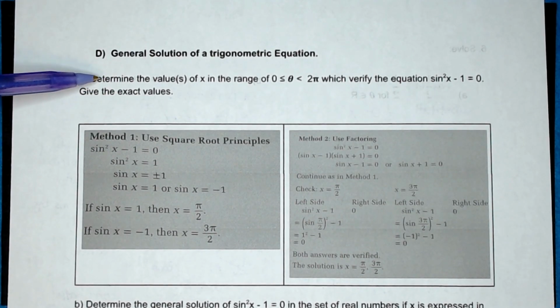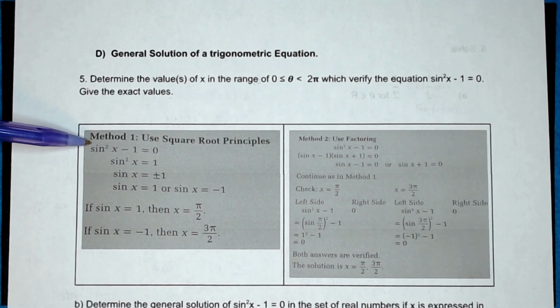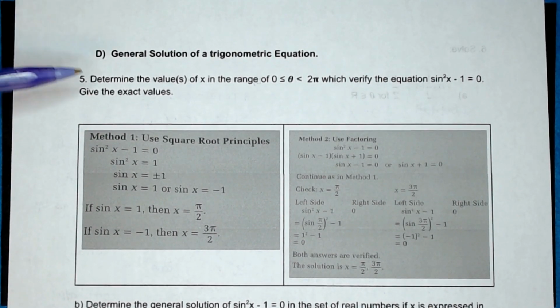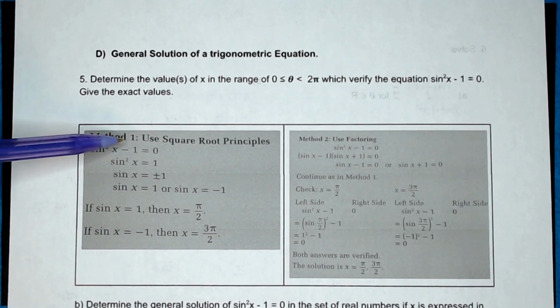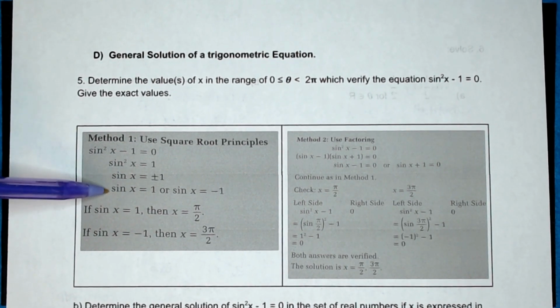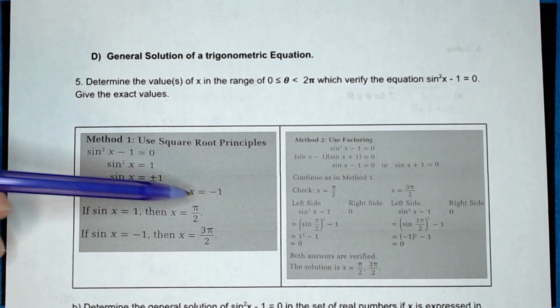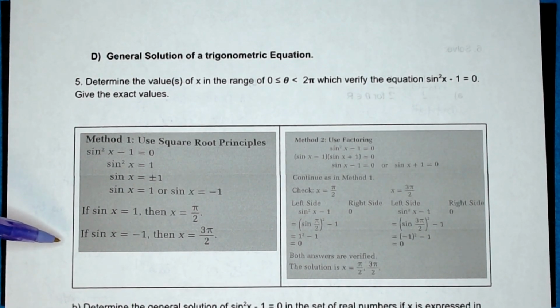So here's an example. Determine the values of x in the range of 0 is less than or equal to theta is less than 2 pi, which verify that the equation sine squared x minus 1 equals 0. Give the exact values. So there's 2 different methods that you can use. You can either use square root principles. So just find the square root of this term, the square root of sine squared x equals 1, of course, will give you positive or negative 1. And then you can just confirm those values using your unit circle.